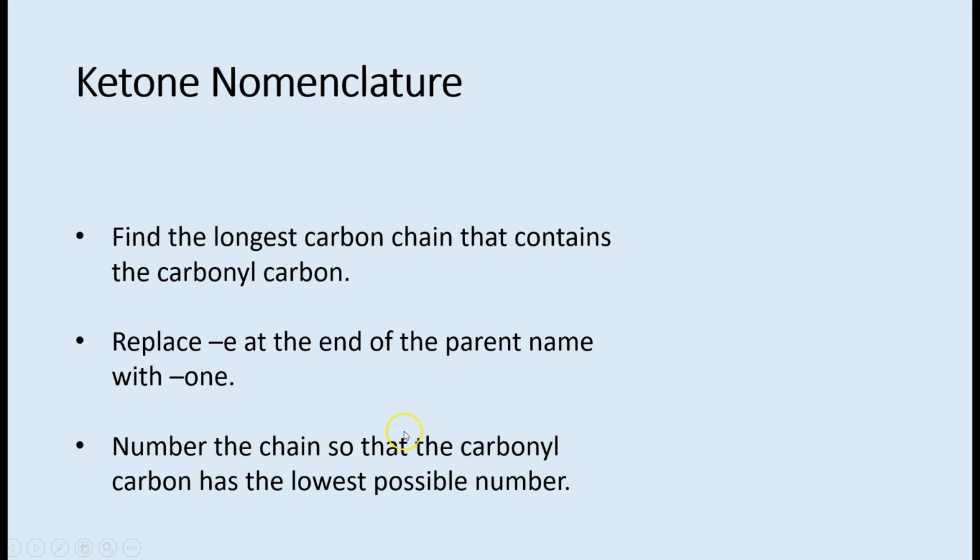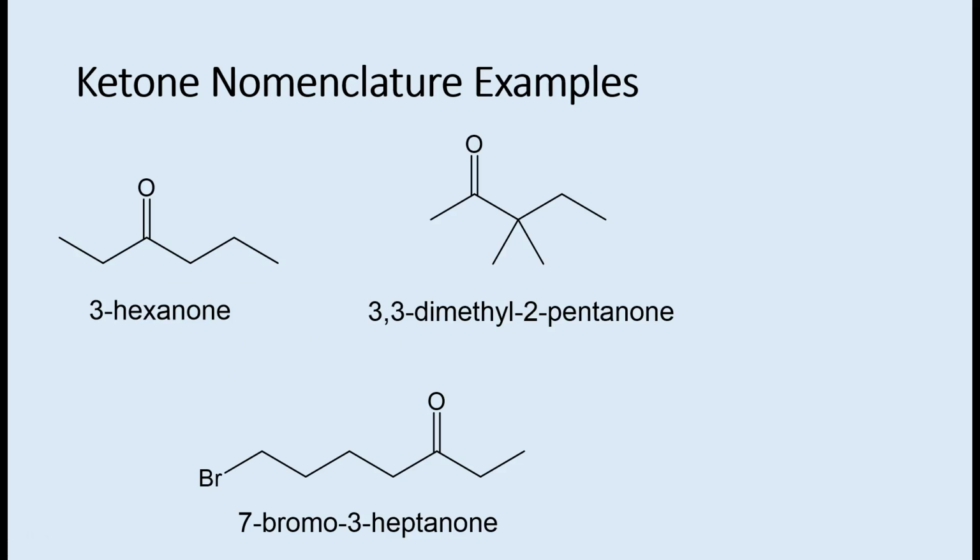Now, generally it's not going to be carbon 1, although there are some exceptions that you may run into. The carbonyl carbon can't be at carbon 1, because if it was at carbon 1, it would be an aldehyde. But we do want to number the chain so that the carbonyl carbon of our ketone has the lowest possible number. And so here are some examples.